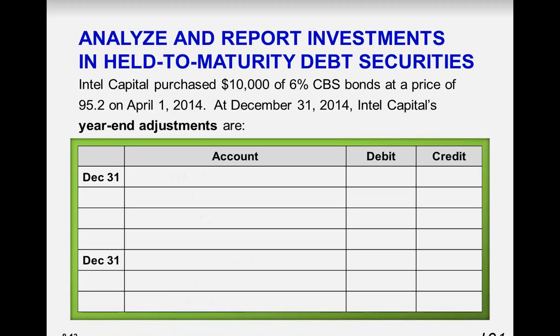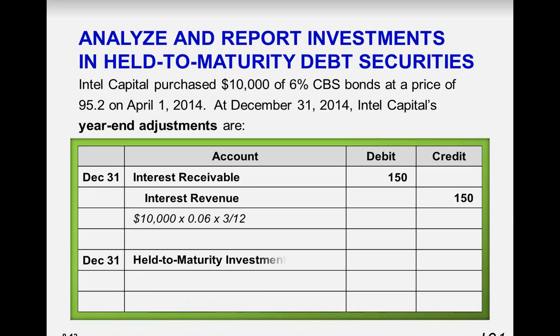We purchased 10,000 of 6% bonds at a price of 95.2. Did I just go all the way backwards? Oh, this is the year-end adjusting entry. We needed to record the December 31st entry as interest receivable because we are not going to collect this money yet. And we need to amortize its portion, 3 months worth.